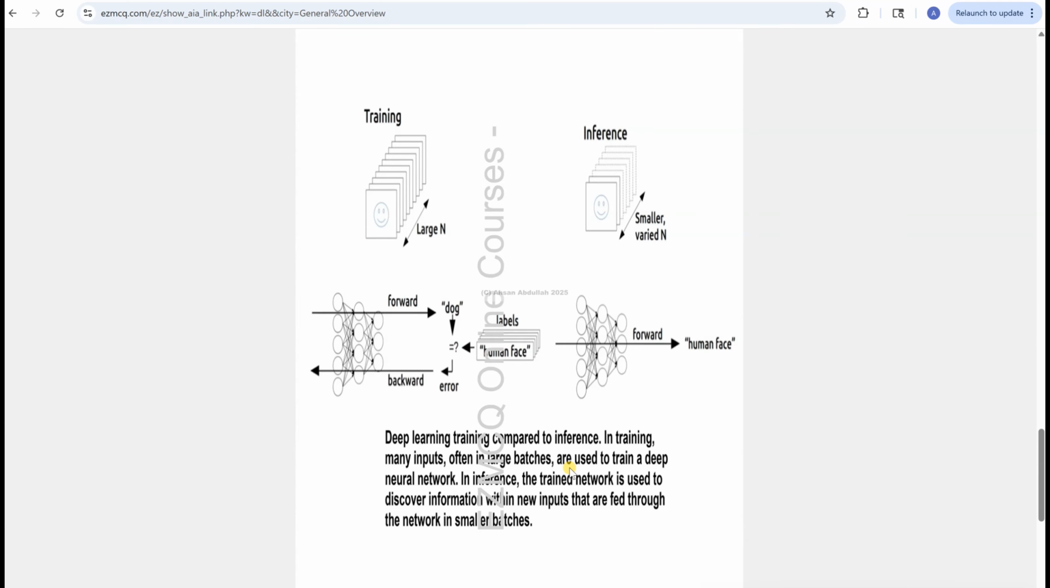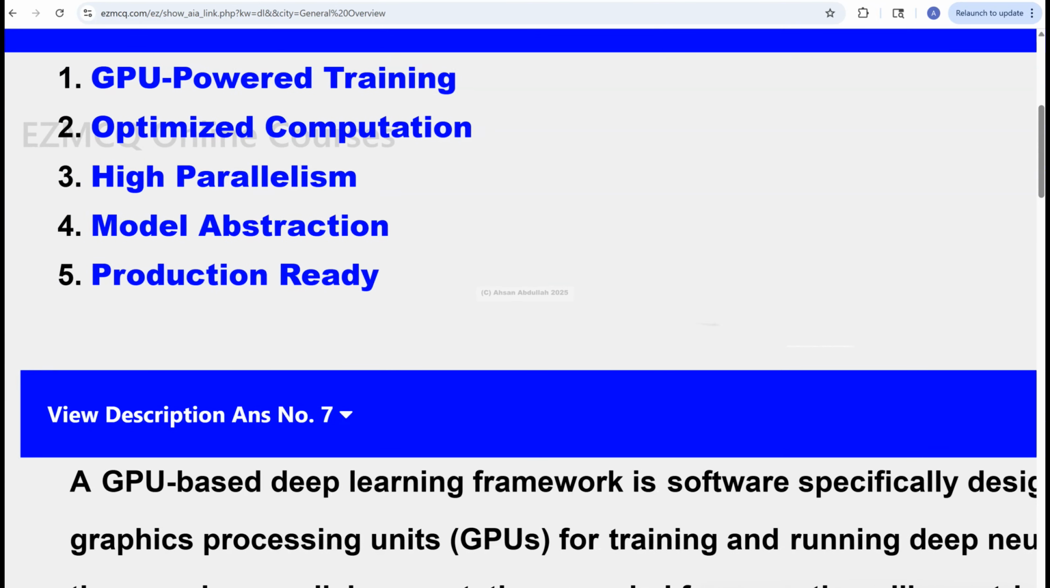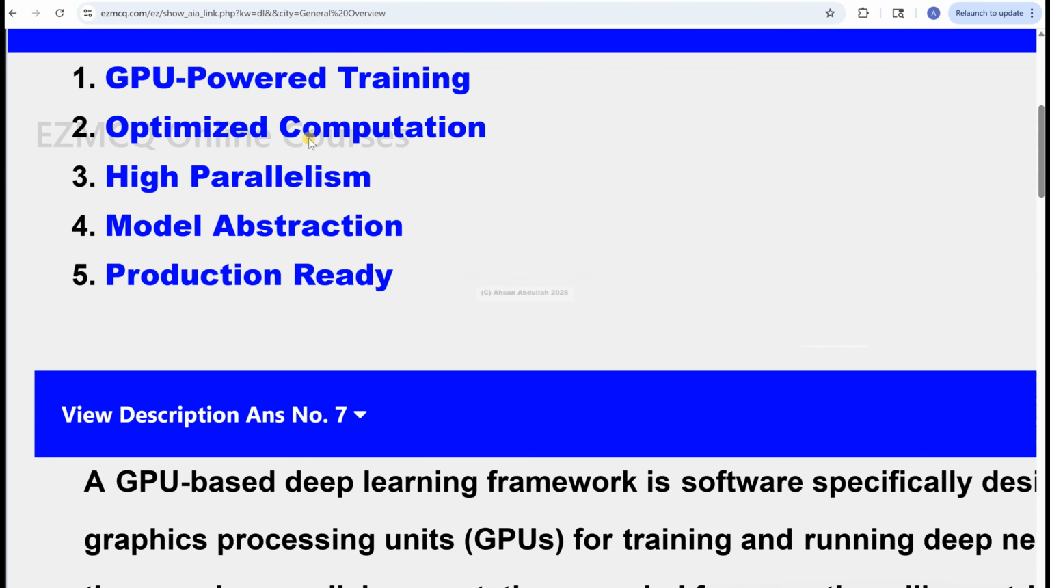Then is the optimized computation. If I recall correctly, yes, it is optimized computation. So what is optimized computation? These frameworks use libraries which we will discuss, and perform mathematical operations such as matrix multiplications and convolutions, and that is done very efficiently. I've mentioned to you that if you had taken a course in computer graphics, that involves a lot of matrix operations.